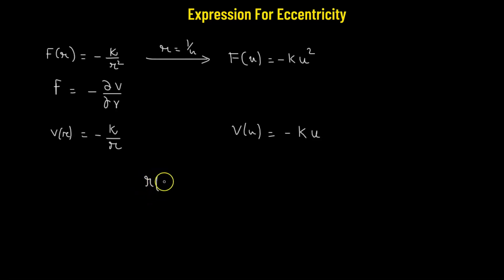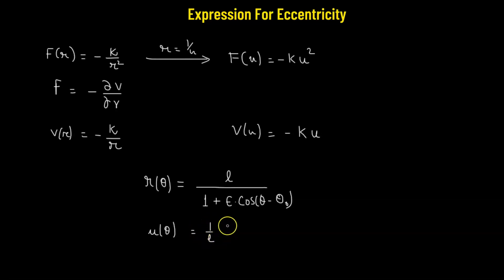So using this force and the potential, what we have done is we found an equation for the orbit. So we had r of theta, which was given by l, the semi-latus rectum, divided by 1 plus epsilon times cosine of theta minus theta naught. So in terms of the variable u, this will be simply u of theta, that's the reciprocal of r. So this will be 1 over l times 1 plus epsilon cosine of theta. Here we have assumed that the axis is at theta equals theta naught. So this is the equation of the orbit.